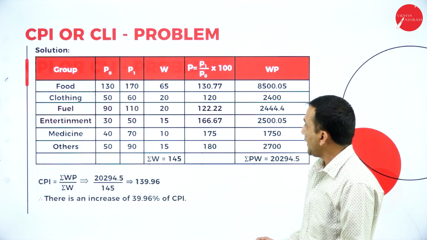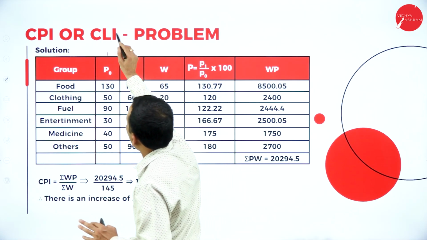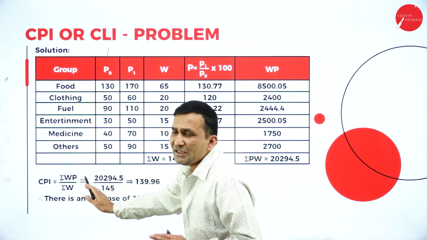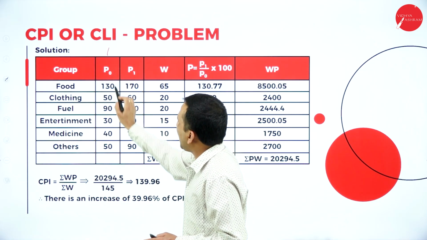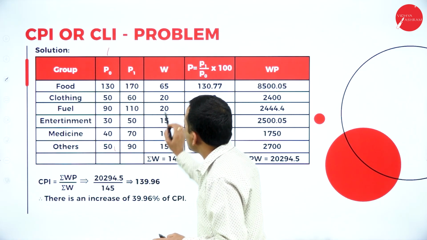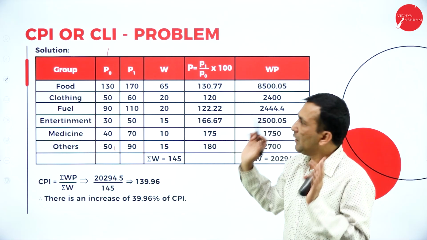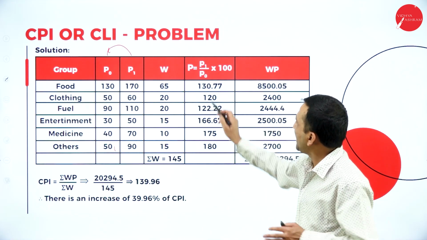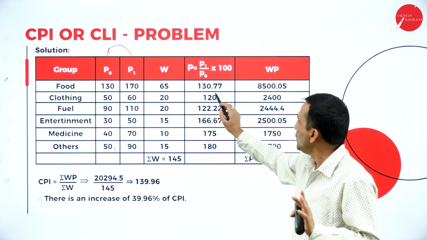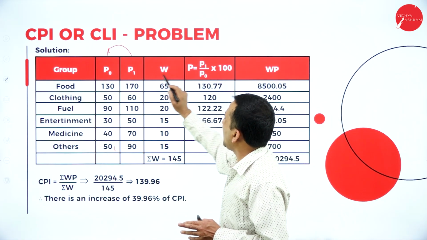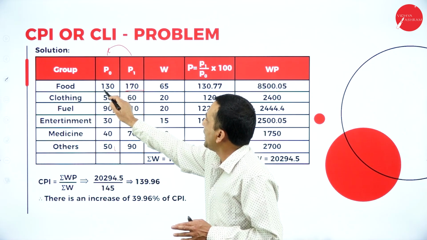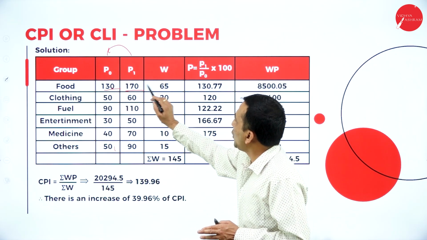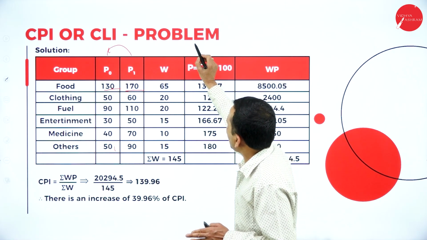In the coming slide, I have posted it symbolically. The group is given, the commodity and the item are given. The base year price is given, the current year price is given, and the weight is given. Using the base year price and current year price, we can easily find the P, the price value. Here, for the numerator the current year price, and the denominator 130, into 100, 170 into 100, is one example of the calculation part.